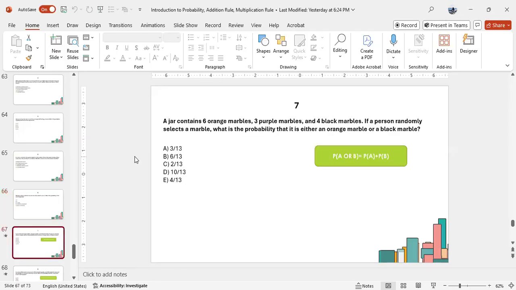Moving forward to the next MCQ, these will be calculation based. The next 4 MCQs will be calculation based. So please get ready. A jar contains 6 orange marbles, 3 purple marbles, and 4 black marbles.